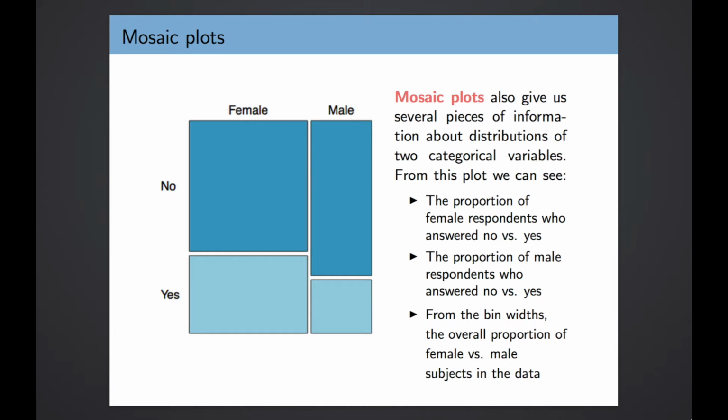The final bit of information that we get from a mosaic plot is information about the relative proportion of female versus male respondents in our sample. So in this plot, this corresponds to the width of the bin for the female respondents and the bin for the male respondents. Because we have more female respondents in the sample, the bin for the female column is wider than the bin for the male column. If we had an equal number of female and male respondents in our sample, these bins would be the same width. So those are some common ways of visually representing categorical data.